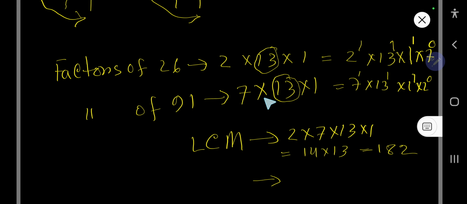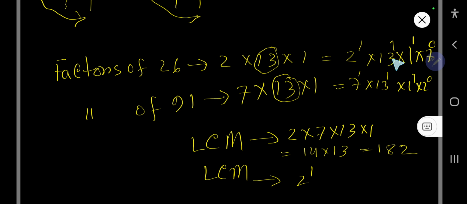But this is difficult to remember, that we will consider the common factor once. So it is better to adopt this process. LCM means least common multiple. For least, we will consider the highest power of the factors. So here, the highest power of the factor 2 is, here 1 and here 0. So we will consider 1.